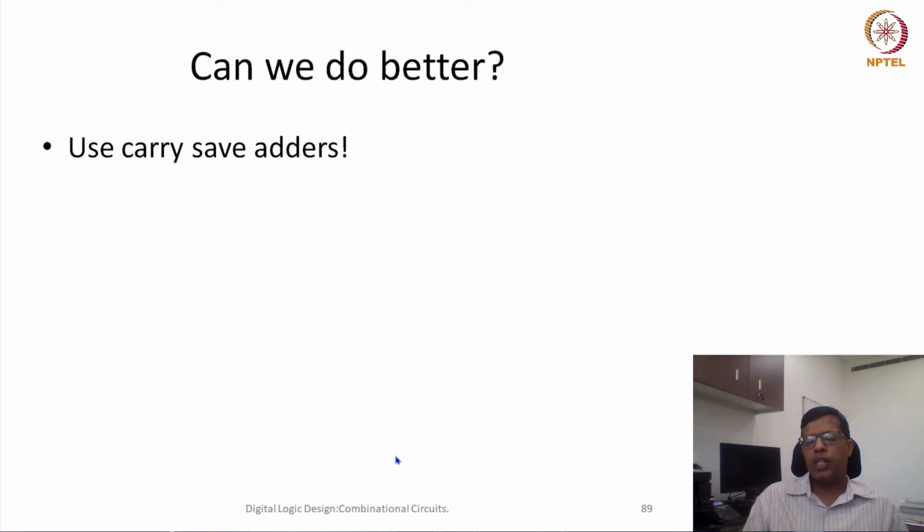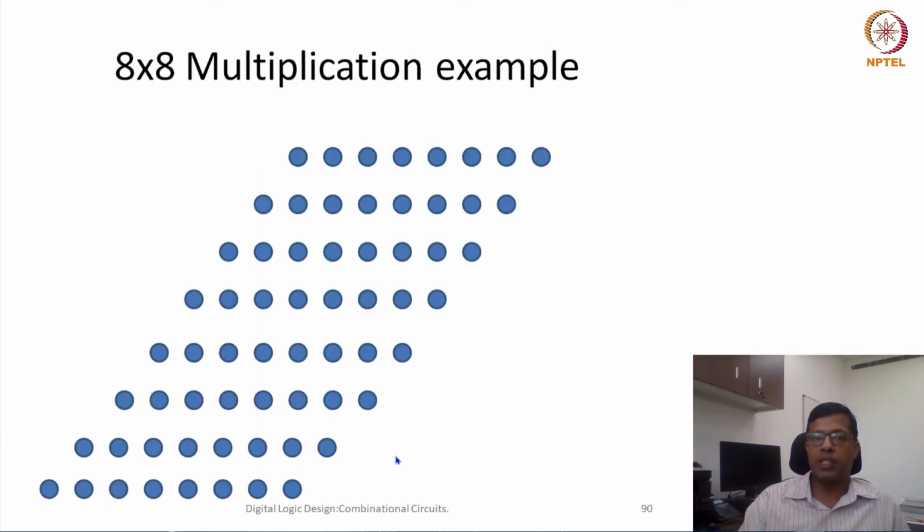In our last lecture, when we were studying carry save adders, this looked like a special case, and each time the combinations were created in a special, ad hoc way. So can we do it in a more systematic manner? Let's try to see this with an example of 8 cross 8 multiplication.